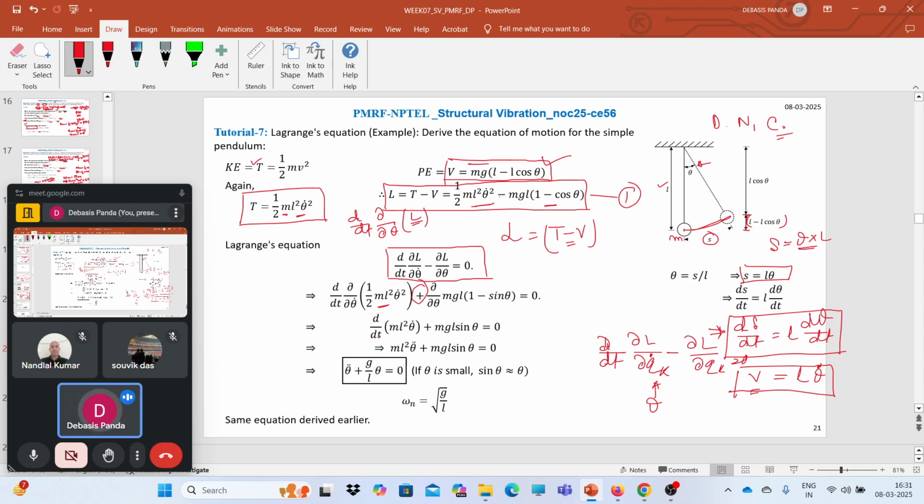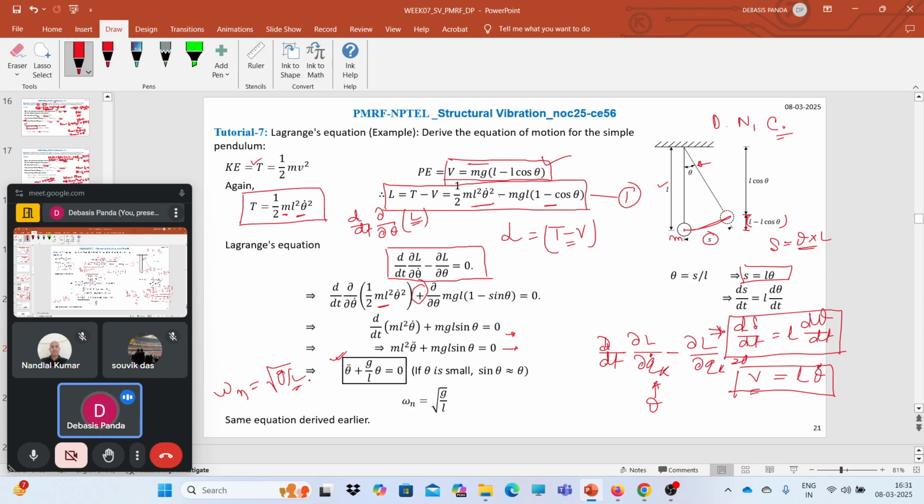We will be left with m L square theta dot plus mgl sin theta equal to 0. Simplifying again, we get m L square theta double dot plus mgl sin theta equal to 0. Further simplifying, we get the equation of motion for the simple pendulum: theta double dot plus g by L theta equals 0. With this equation, we can easily calculate the natural frequency of the system, root of g by L.